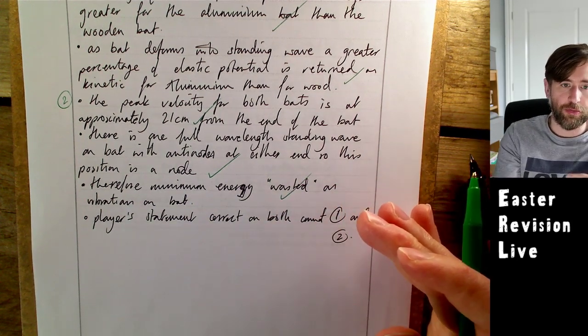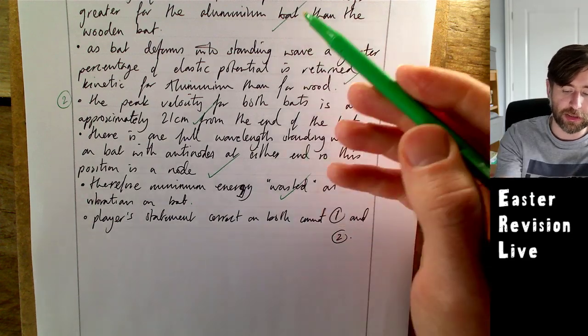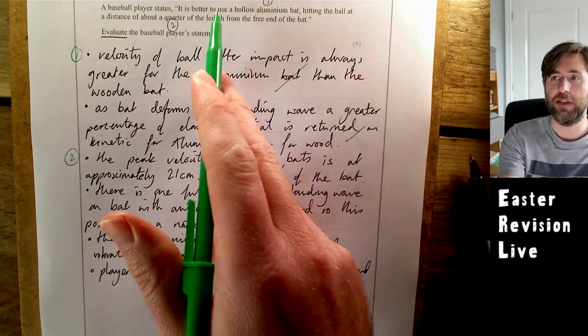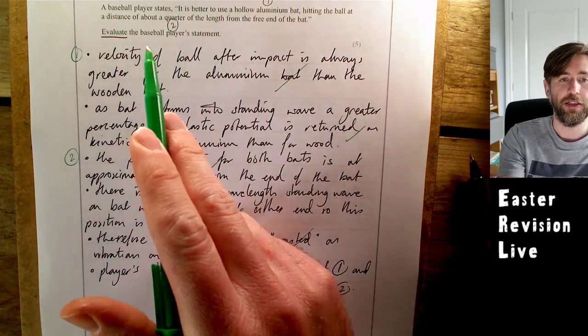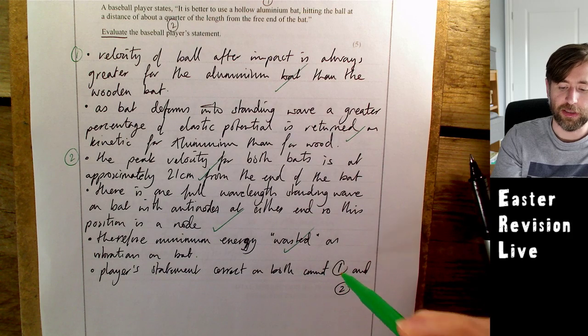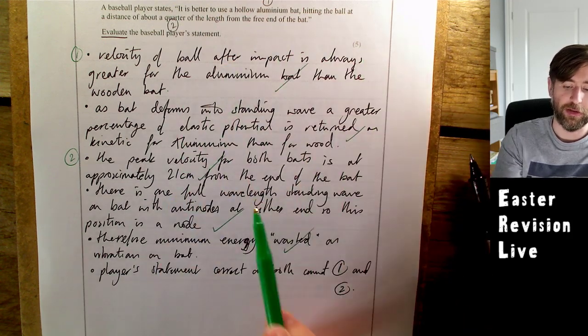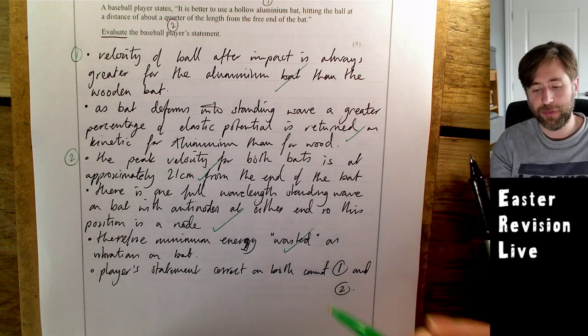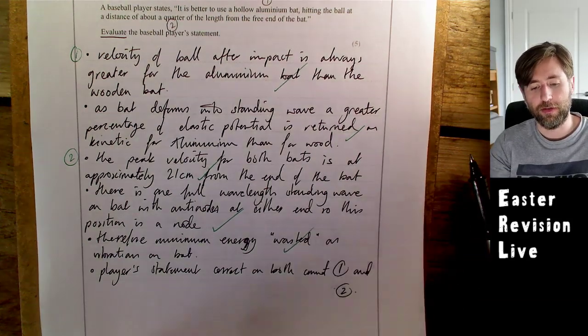And you can have one more mark in this. So you could have missed any of those, because you should evaluate the statement by saying that actually, yeah, this person really knows his stuff. It's completely correct. It's best to hit it with an aluminium bat a quarter of the wavelength from the end. Okay, hard question. I'll allow that.